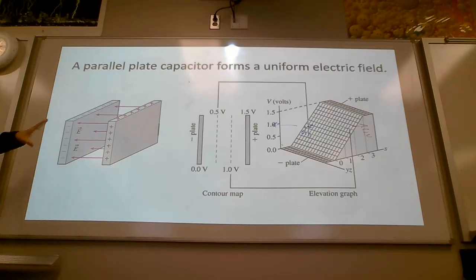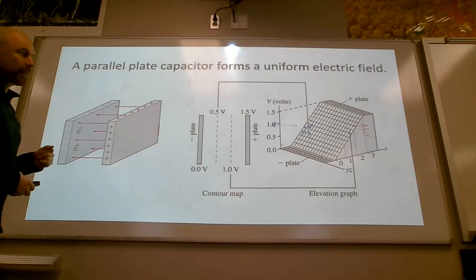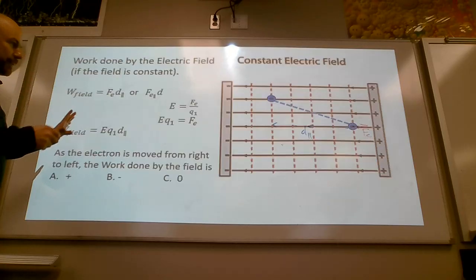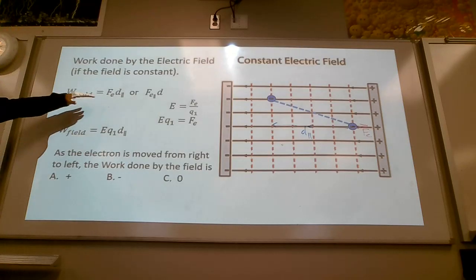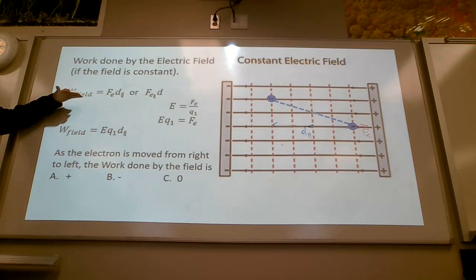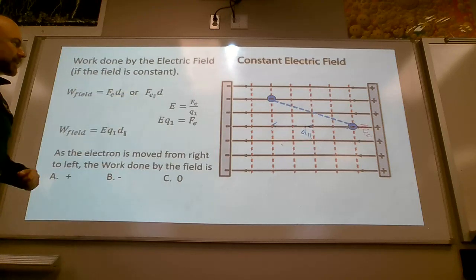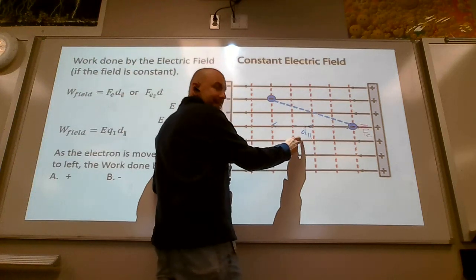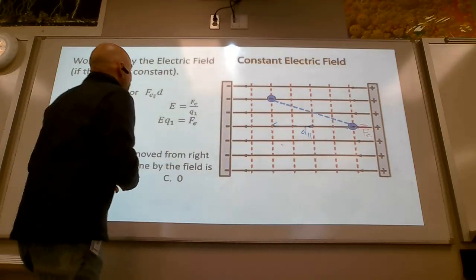Okay, so you've got a capacitor, which has a constant electric field. We don't have to use calculus for this, which is why we like it. Work is equal to force times distance. You could say the work done by the electric force, or synonymously, the work done by the electric field, is force times distance. We're going to look at the component of distance that's parallel to the force.